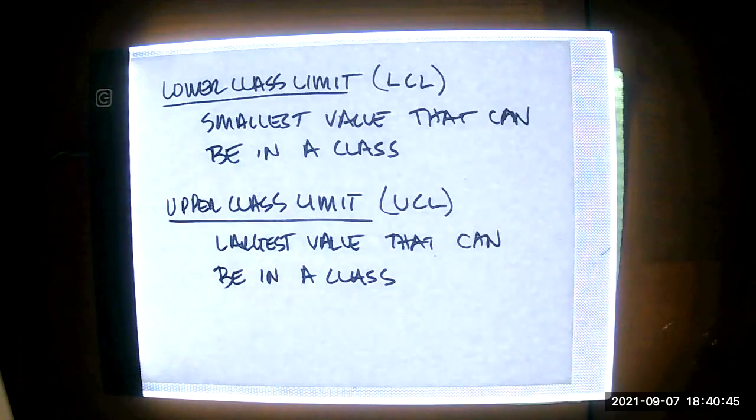These two vocabulary objects are very, very easy to identify in most of the tables we look at. Sometimes there's unique situations where an upper class limit or a lower class limit may not be particularly well defined. You'll see some of that in some of my other videos, but in general, they're very easy to find. We're going to see that in just a moment.